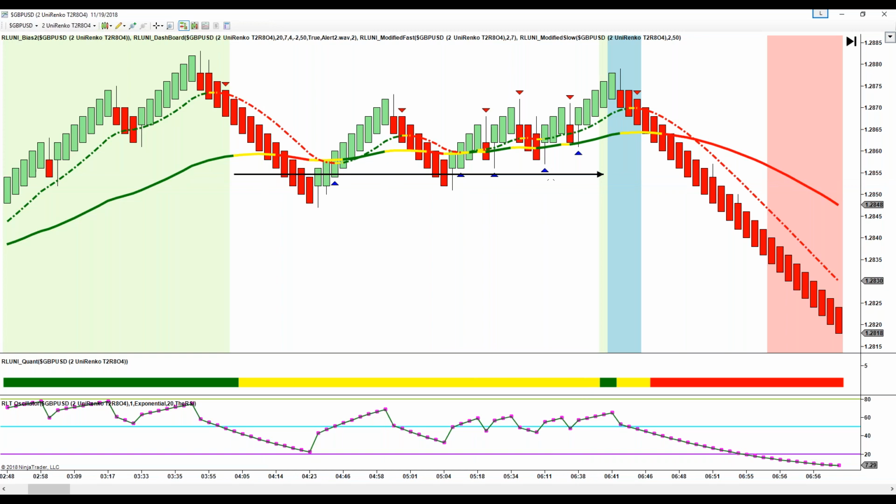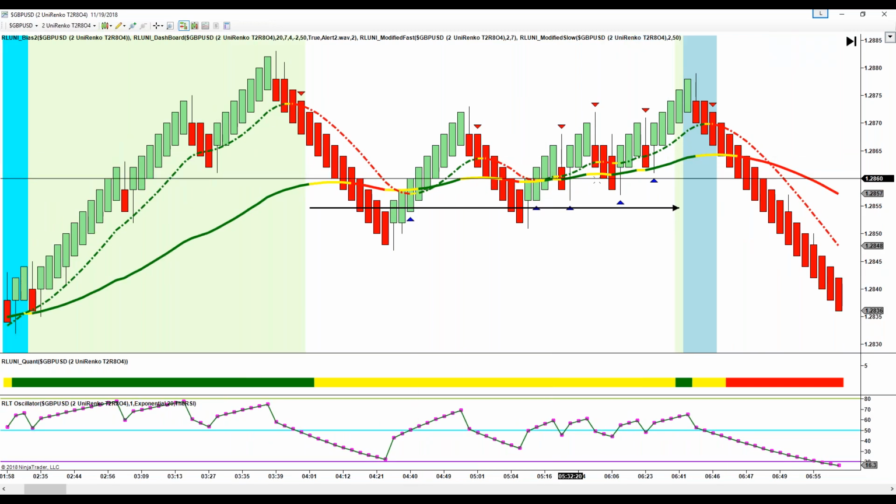But you can see when there's no background color, there's no way we're going to trade, and there's no way we're going to get an oscillator signal. I'm sorry, a dashboard signal. This is what we're going to avoid. And this is what kills Forex traders, is chop.